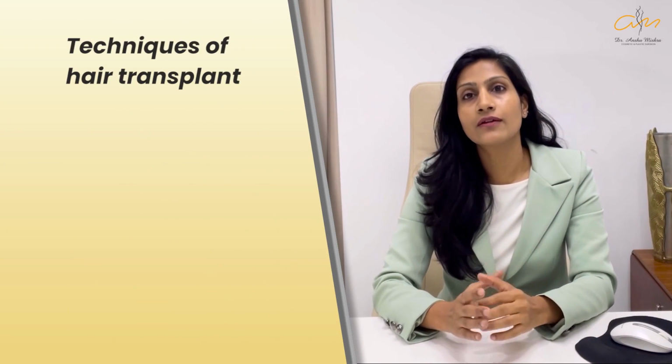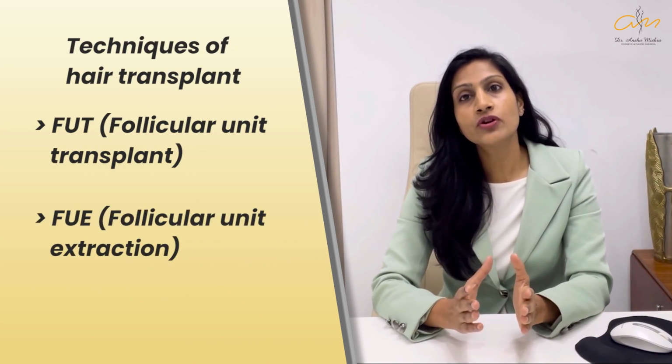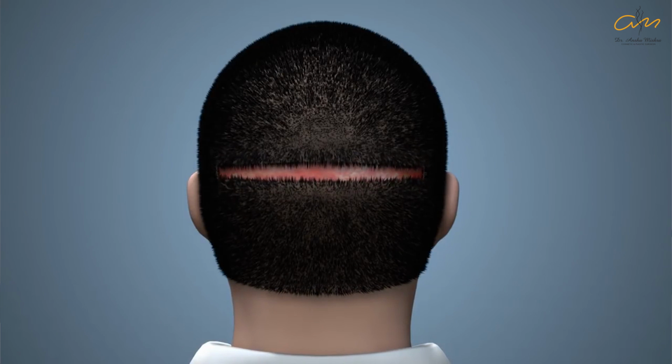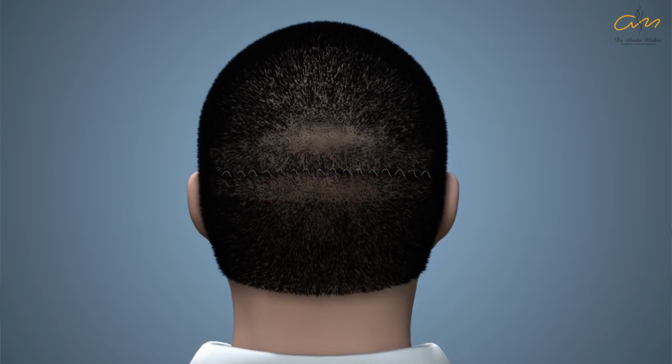There are basically two techniques of hair transplant, that is FUT and FUE. FUT is follicular unit transplantation, or a strip technique, in which a strip of skin is taken from the back of the scalp, and then the donor area is stitched, which is then covered by the surrounding hair. So the scar is not visible.